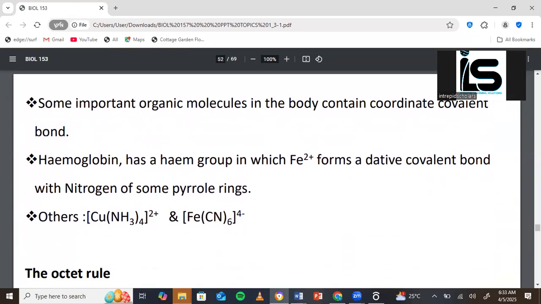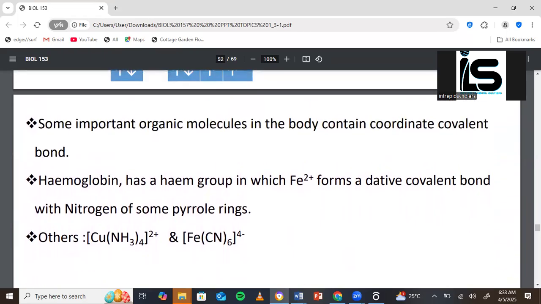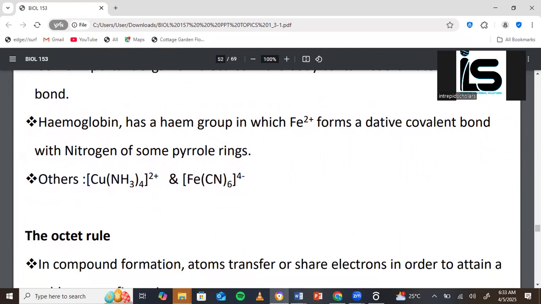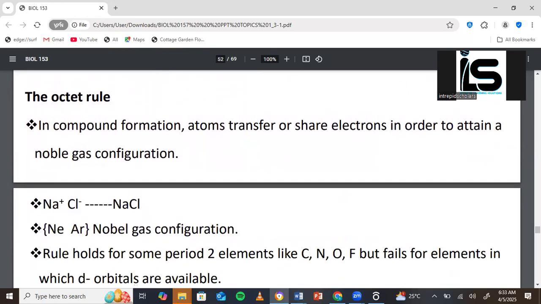So that's the example of compounds from this, right? These complexes are from there. Then we are saying hemoglobin has heme, which forms a dative covalent bond with nitrogen of some pyrroles. Some of these practical applications we have to keep.